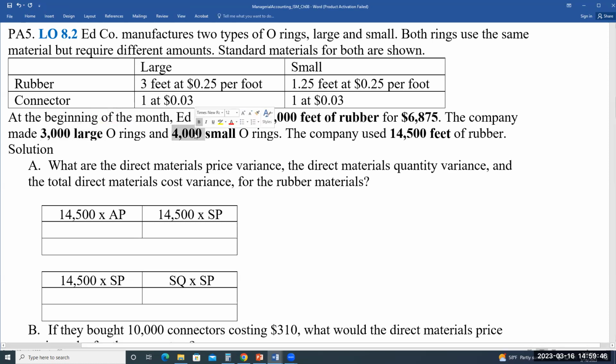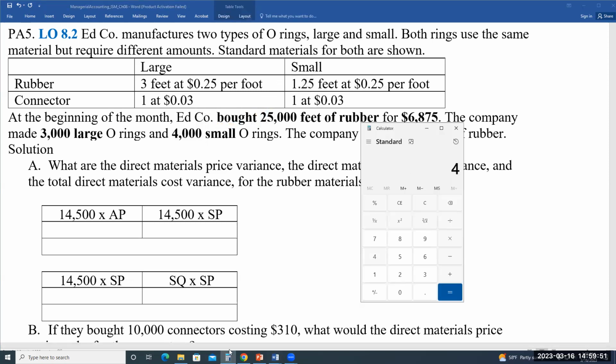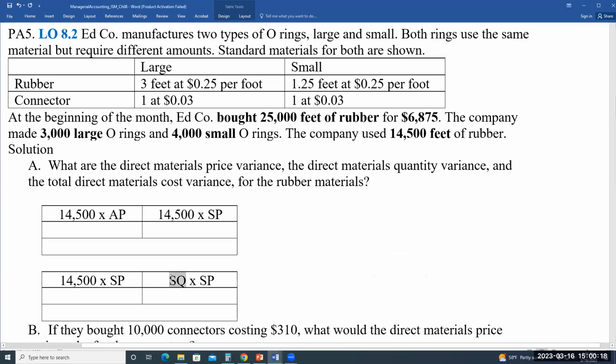And we got 4,000 small O-rings times 1.25 feet. 4,000 times 1.25 feet per unit. That's 5,000 feet for the small O-rings, plus the 9,000 feet they calculated for the large O-rings. Together, that's 14,000, right? That would have been our standard quantity. Does that make sense to everybody?